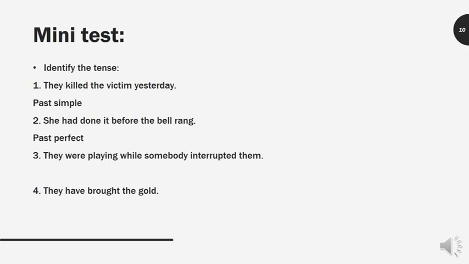Number 3, they were playing while somebody interrupted them. There is an interruption here, in addition to having were plus ing. You remember that we said every time we have ing, it means it's a continuous tense. So this one is going to be past continuous. Finally, they have brought the gold. What do you think this one would be? It's definitely present perfect. How? Because we have plus the past participle of the verb brought.